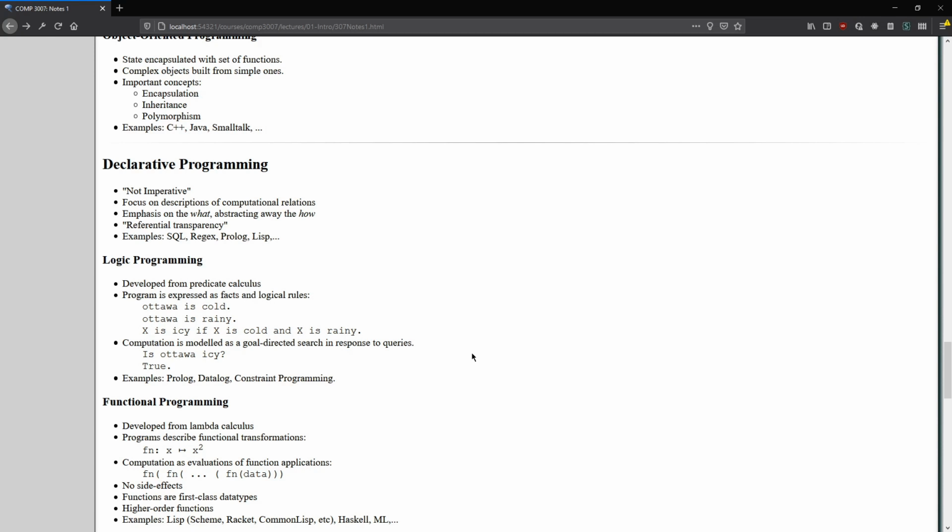Examples of declarative languages are all of the logic programming languages, the functional programming languages, and other things like regular expressions, database query languages like SQL, as well as HTML and CSS. These are declarations of things that we want to have happen, but we don't need to describe the underlying how they happen. All right, so let's talk about some of these sub-paradigms.